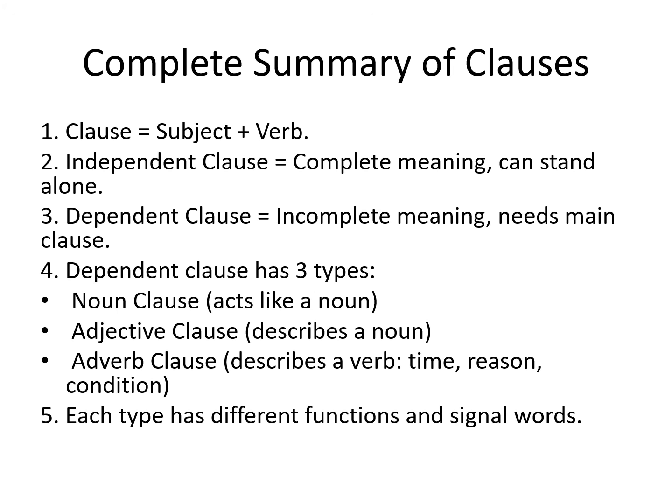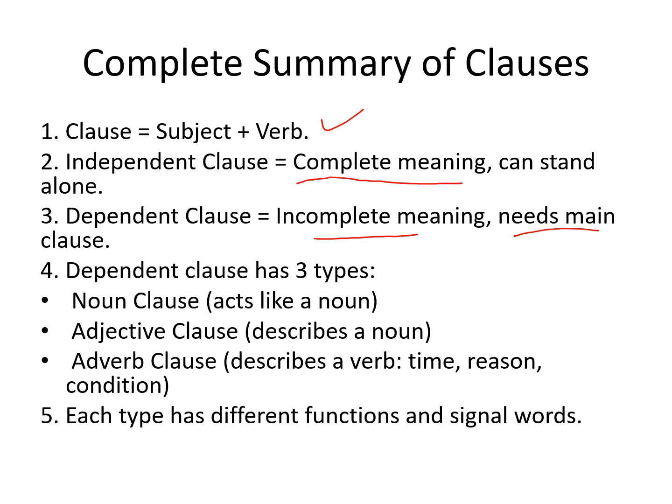So this is the complete summary of clauses. This is an overview of what we have learned. What is a clause? A clause is a subject verb combination. It can or cannot convey a complete sense. Number one, what is an independent clause? An independent clause has complete meaning. It conveys complete sense. It can stand alone. What is a dependent clause? A dependent clause is incomplete, meaning it needs a main clause in order to make complete sense.